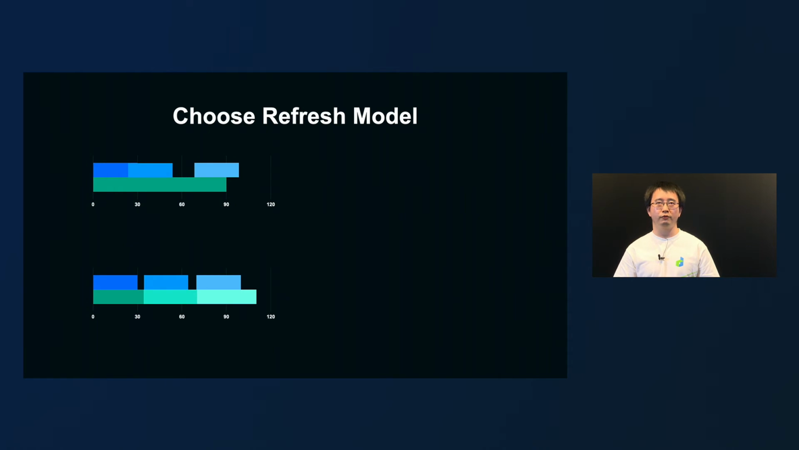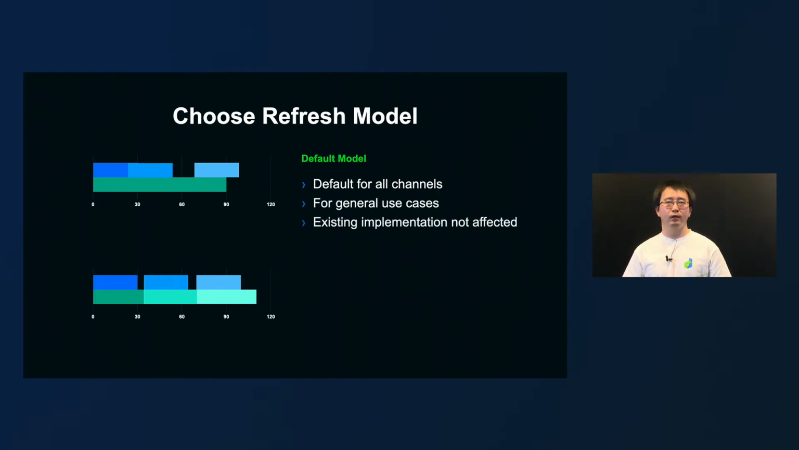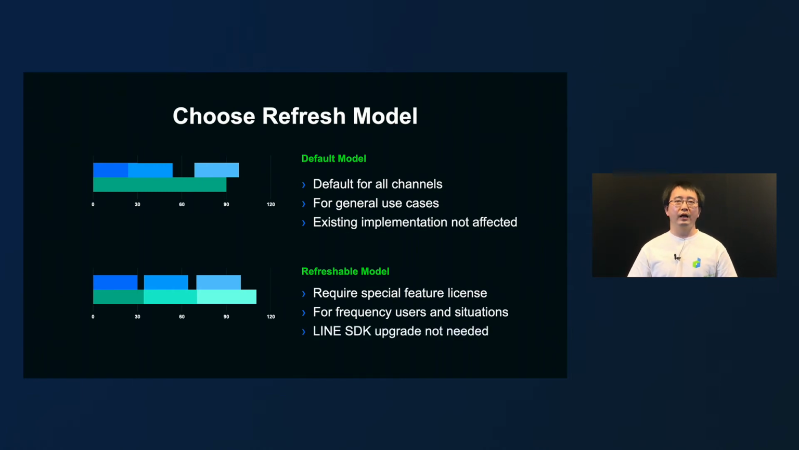You need to choose the refresh model between the two. The default model is the default for all channels. If you created a channel before or from now on, you will get this default model. And it's for general use cases. All existing implementations will not be affected. And the new refreshable model requires a special feature license. It's for frequent users and situations. LINE SDK upgrading is not needed. You just apply for the feature license and you are done.